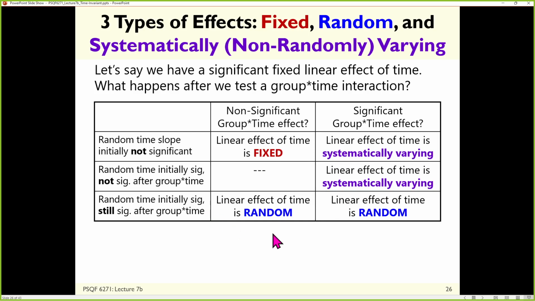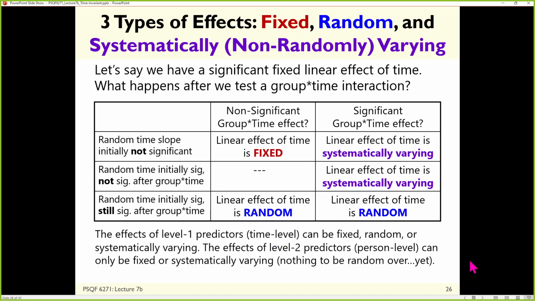So it's still random. So level 1 predictors can be fixed, meaning truly everybody gets the same. They can be random, meaning everybody still needs their own even after controlling for predictors. Or they can be systematically varying. People need different ones as a function of a known covariate only. Level 2 predictors can either be fixed or systematically varying in their slopes. They can't be random.